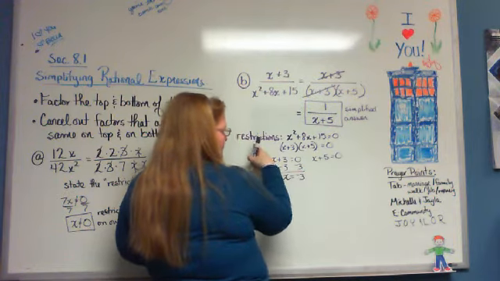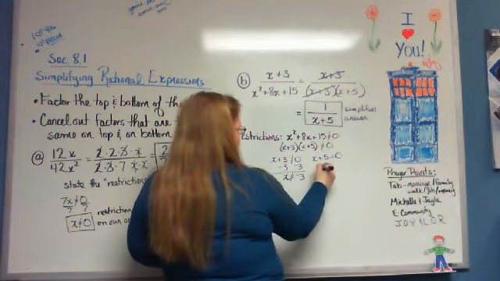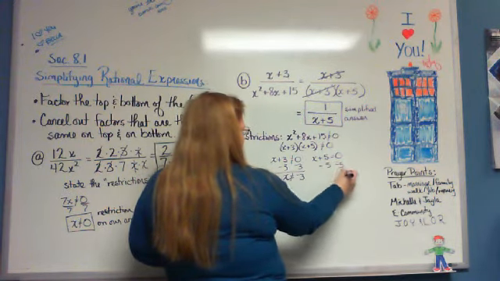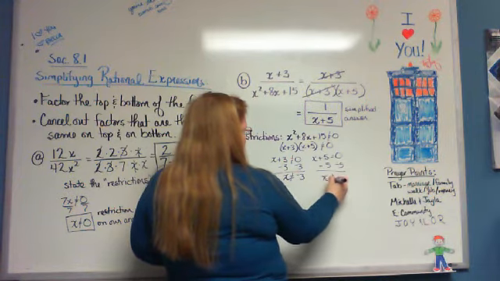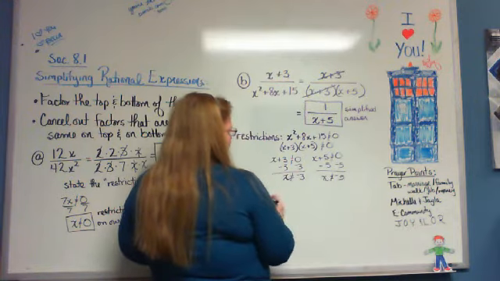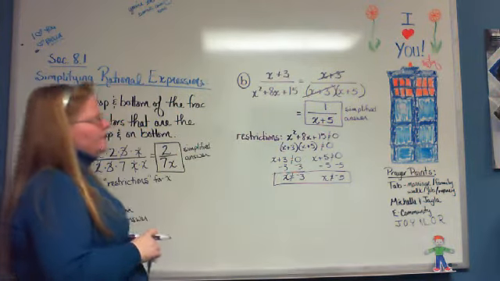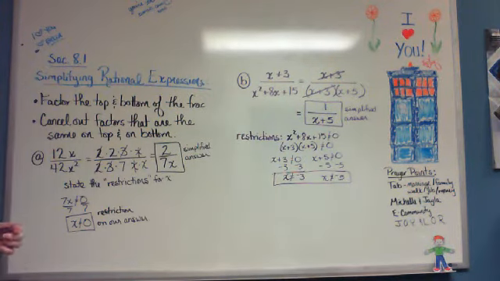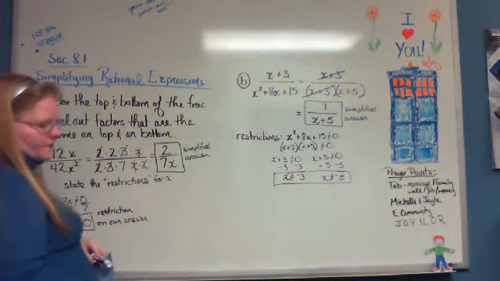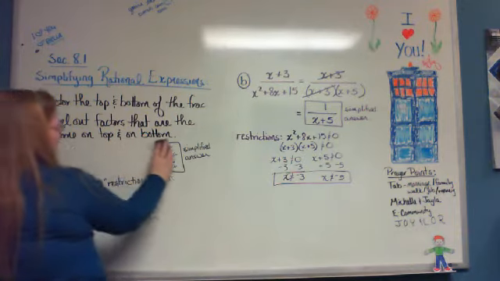So once again, since we're talking about the word restrictions, we have to go through and put our nots in. So x is not equal to negative 5, and x cannot be equal to negative 3. That's our restriction. Always find your restrictions from the problem, not from the answer. Let's try another one.